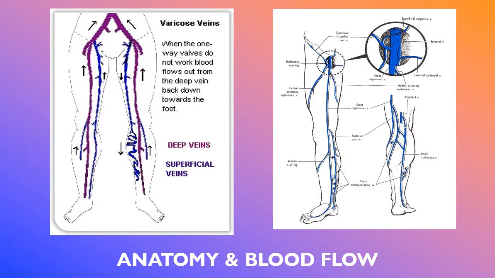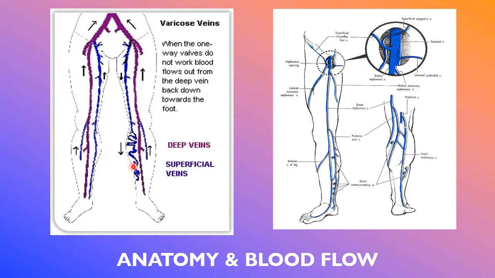To understand varicose veins, we have to understand the general anatomy and blood flow in the veins of the lower limb. In the lower limb, there are two sets of veins. The deep venous system, which is red and maroon in color, consists of the femoral and the popliteal systems. And the superficial venous system consists of the long and short saphenous veins.